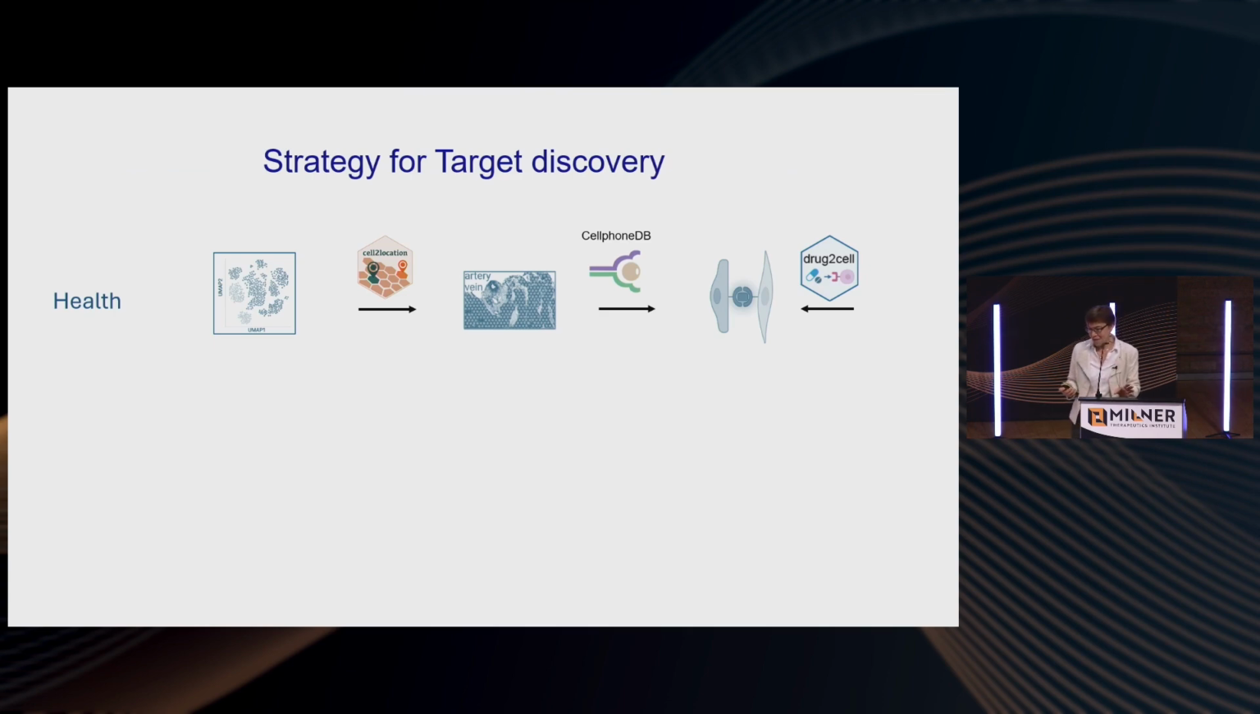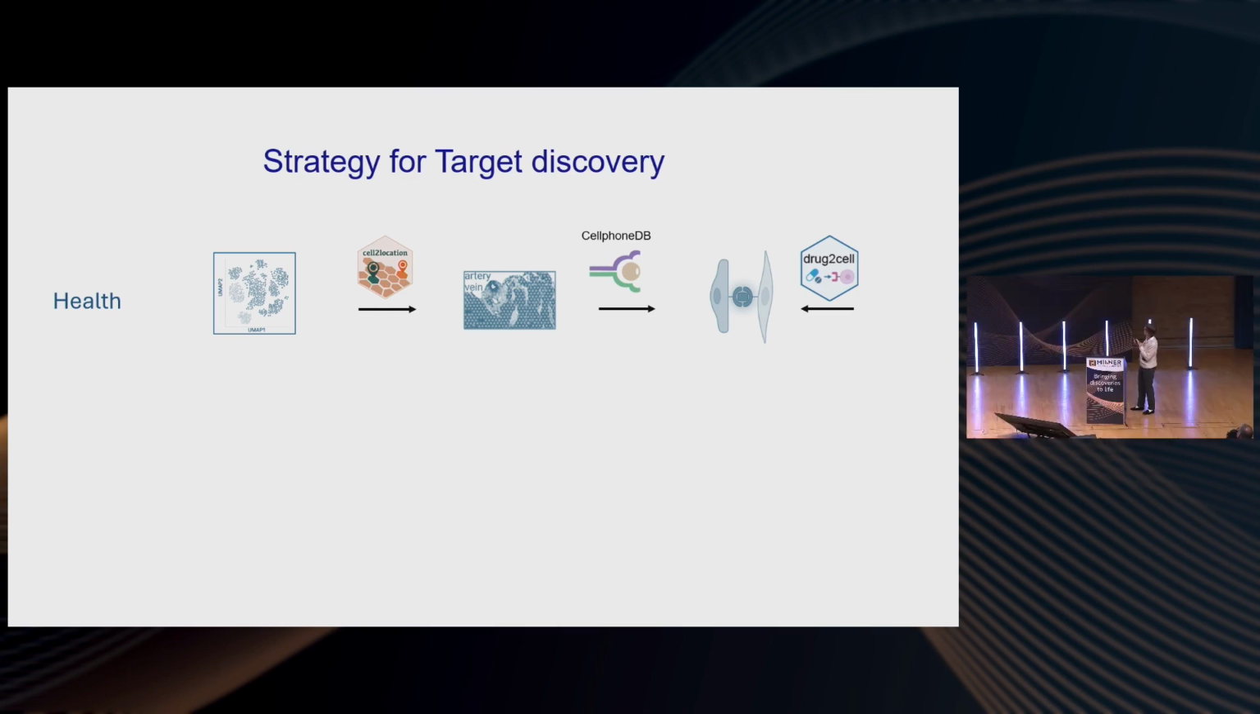So with that, I've given an overview of the types of data we generate, but as part of that, we now really believe that we have also developed a strategy for target discovery, because we have algorithms that allow single cell data to be mapped into the spatial locations, and then using things like CellPhoneDB and drug to cell, we can understand ligand receptor interactions and potentially how these can be targeted.